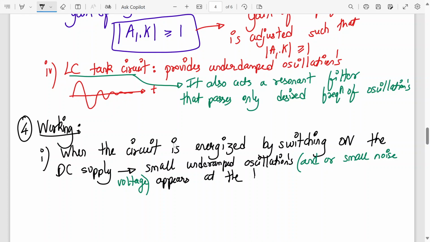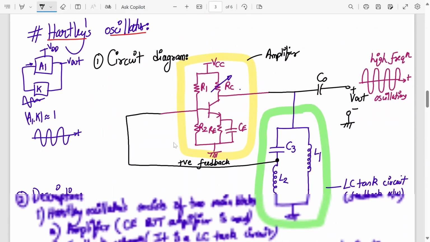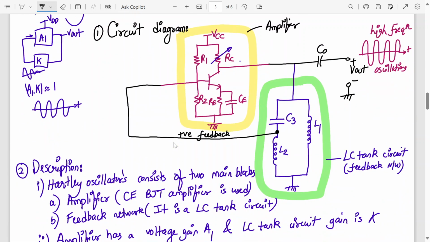at the base of BJT. See, here it is. So there are some underdamped oscillations which the LC tank circuit is providing. These oscillations come and reach over here. So they might join up with the already present inherent noise voltage in the BJT, and these oscillations will be amplified. Let me just draw it properly. So my bigger amplitude, smaller and die out. So these are underdamped oscillations. They are of no use right now. So what it will do is amplify this small noise voltage.